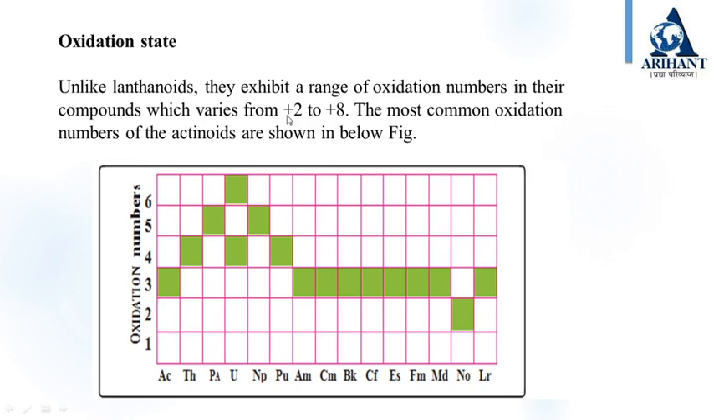Now we will see the oxidation state in actinoids. Unlike lanthanoids, they exhibit a range of oxidation numbers in their compounds which varies from +2 to +7. The most common oxidation numbers of the actinoids are shown in the below figure.